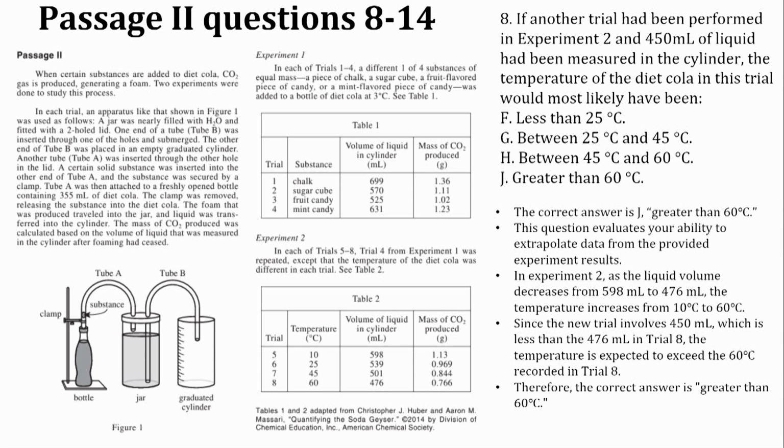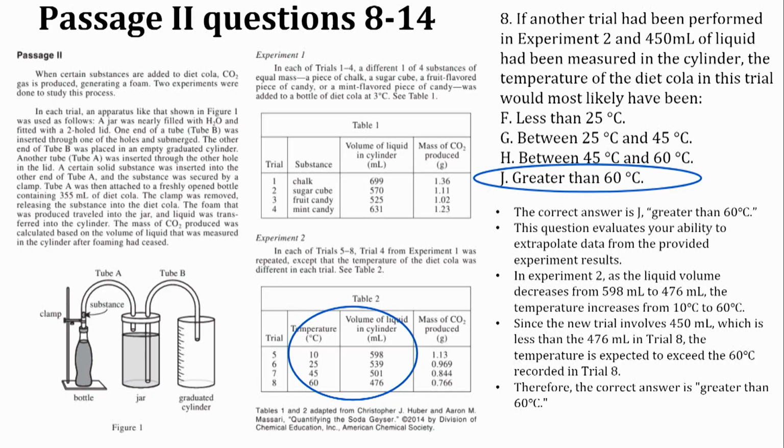This question evaluates your ability to extrapolate data from the provided experiment results. In experiment 2, as the liquid volume decreases from 598 milliliters to 476 milliliters, the temperature increases from 10 degrees Celsius to 60 degrees Celsius. Since the new trial involves 450 milliliters, which is less than the 476 milliliters in trial 8, the temperature is expected to exceed the 60 degrees Celsius recorded in trial 8. Therefore, the correct answer is greater than 60 degrees Celsius.